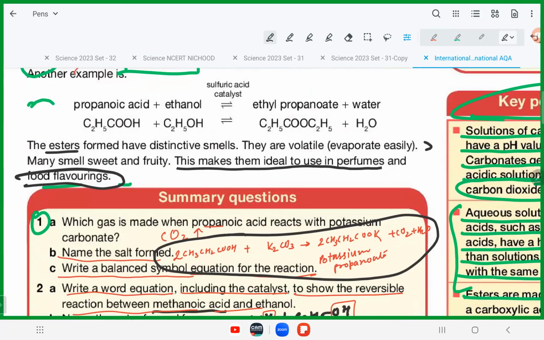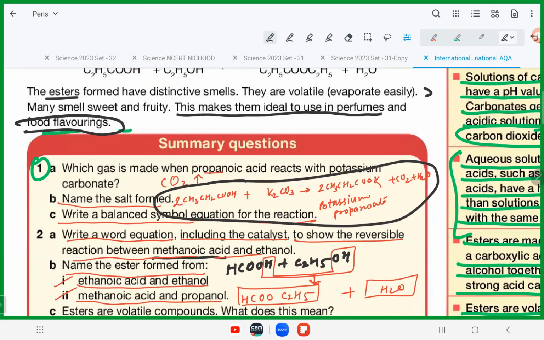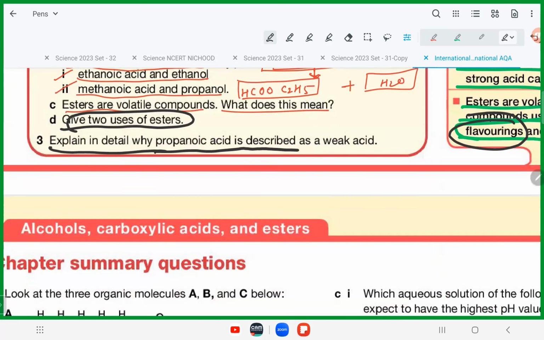Explain in detail why propanoic acid is described as a weak acid. Oh my God, this is question number 3. Tell me, why is propanoic acid described as a weak acid? Three reasons I give you. Because it gives slower CO2 compared to HCl. It has more pH value and it is less acidic.